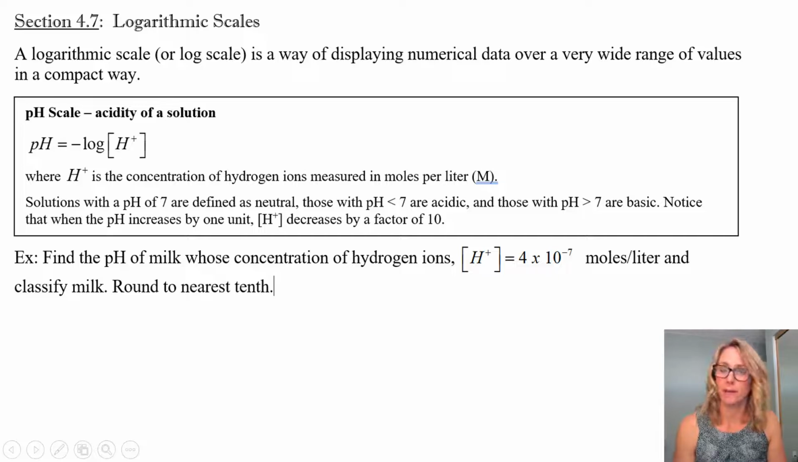Section 4.7 is the last section that we cover in chapter 4, and it's called logarithmic scales. The situation is simply that sometimes there are units and formulas that are so big, some distance that's so huge, that the numbers you're dealing with can be unwieldy. And so what you can use instead is a log scale, which compacts the numbers and makes them easier to deal with.